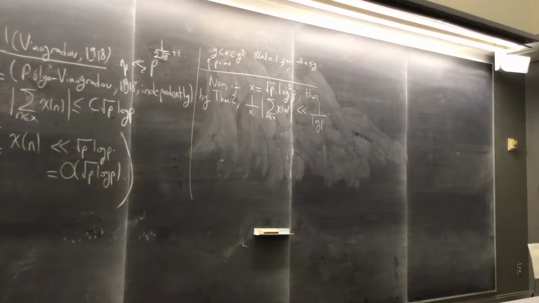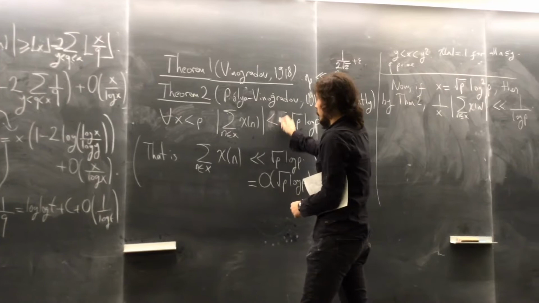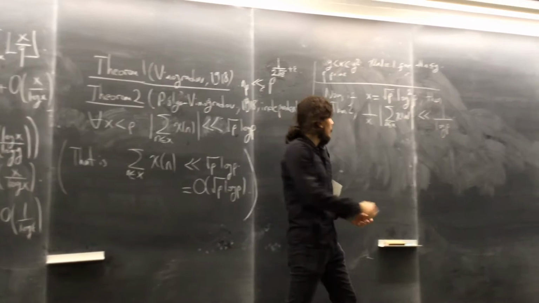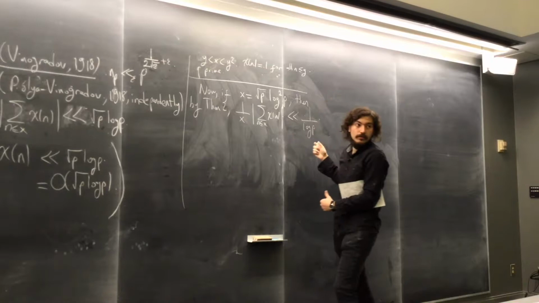Why? Let's not consider this constant here, and let's use asymptotic notation. This is true for any x here. Here we are dividing by x, but x is square root of p times log squared p. So we are dividing this quantity by square root of p times log squared p. That's why we have one more log in the denominator here. Okay? All right.